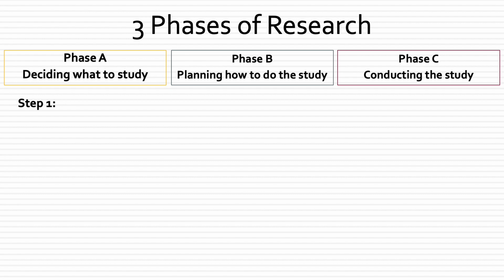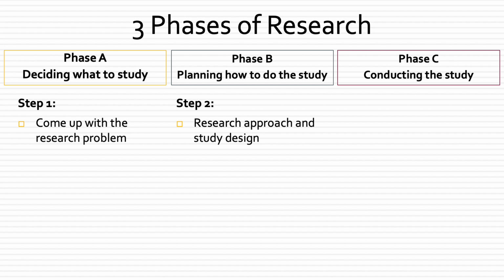Step 1, which is in phase A, is come up with a research problem. What is it that you want to research? What is it that you want to examine or explore? Then that's all you really do in phase A. So you move to phase B.